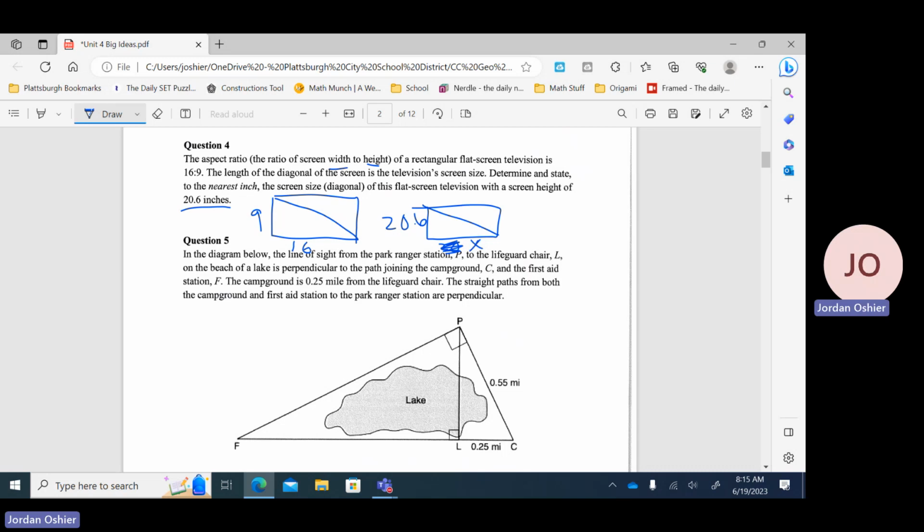So x is what I'm trying to find. So this will be a ratio of 9 over 16 equals 20.6 over x. I cross multiply. 20.6 times 16 is 329.6. That equals 9x. I'm running out of room on the right side. I would then divide that by 9 and get 36.62 with the 2 repeating. Nearest inch would be 37 inches when I round that appropriately.